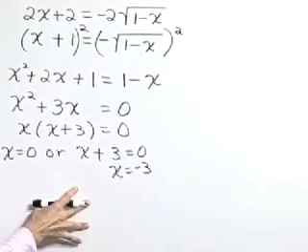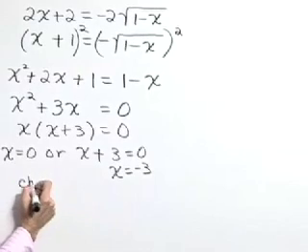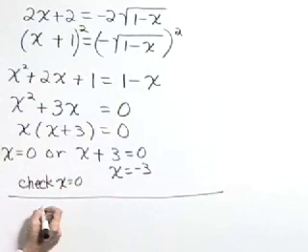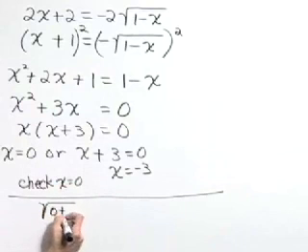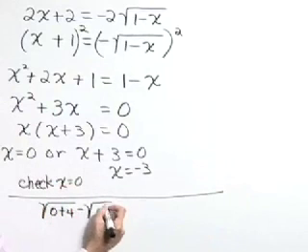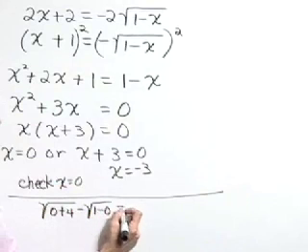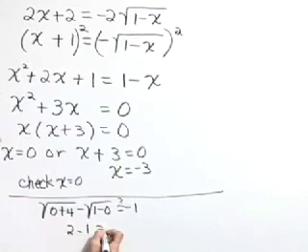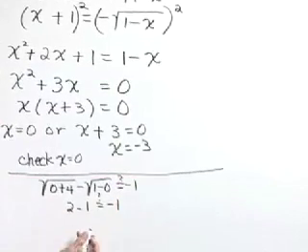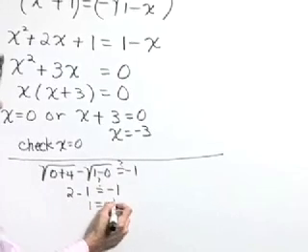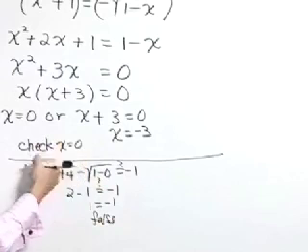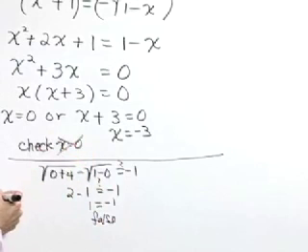Let's check them both in the original equation. So let's check x equals 0. Is the square root of 0 plus 4 minus the square root of 1 minus 0 equal to negative 1? That's the square root of 4, or 2 minus 1 equal negative 1? No. 1 is equal to negative 1. That is false. X equals 0 is not a solution. We're going to reject that one.